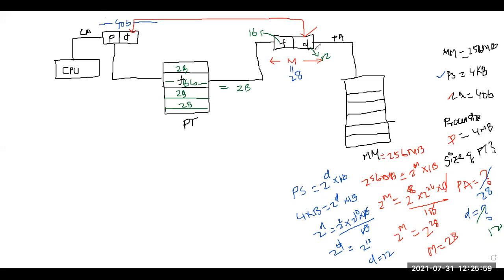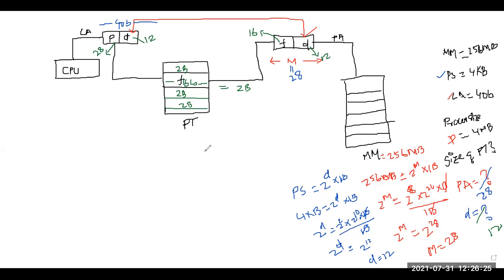Now we already calculated the value of d. What is the value of d here? It is 12. If the value of d is 12, then what will be the value of p here? It will be 40 minus 12, which will be 28. Yes or no? 40 minus 12 will be 28.